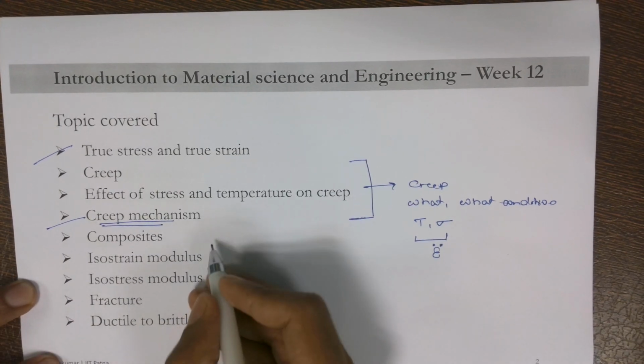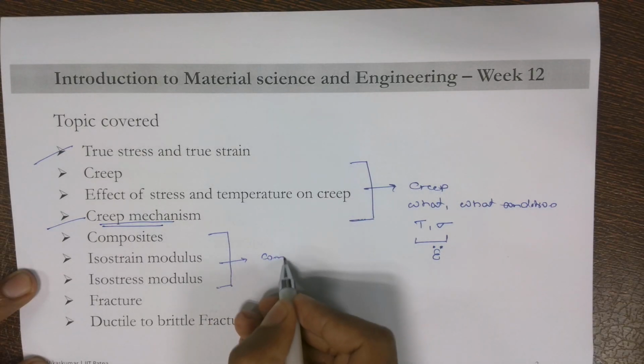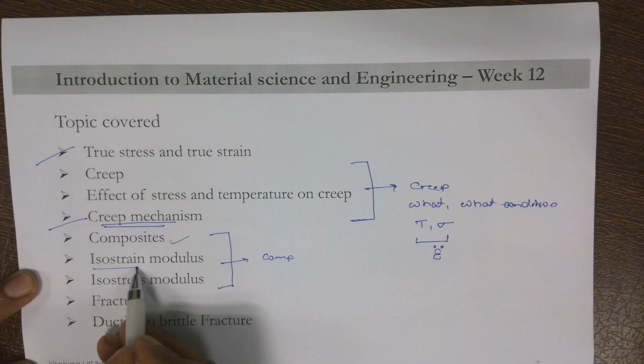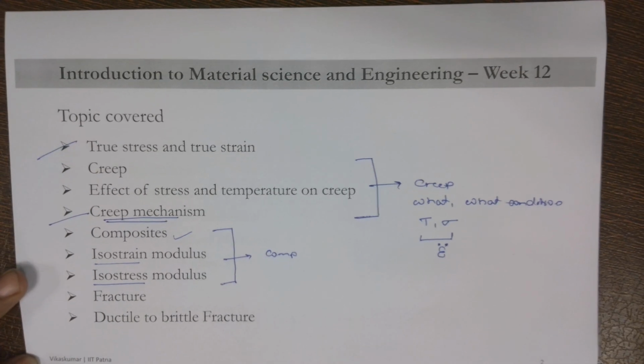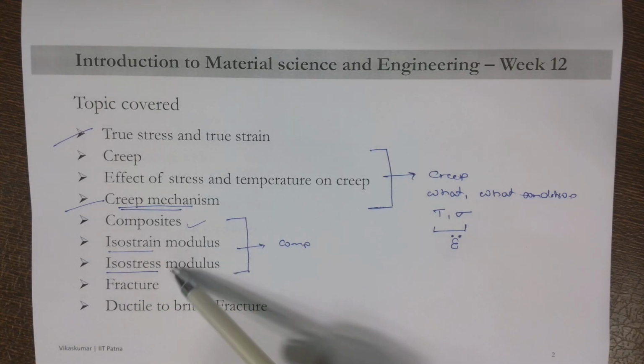And then in the next three parts we discussed composites, and we saw the behavior of composites in the isostrain and isostress conditions. More or less, in GATE exams every year, one question on isostress or isostrain will come. We are also going to solve a couple of questions based on that.